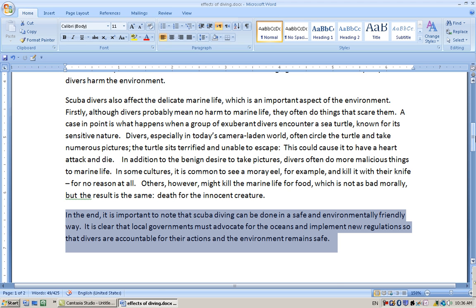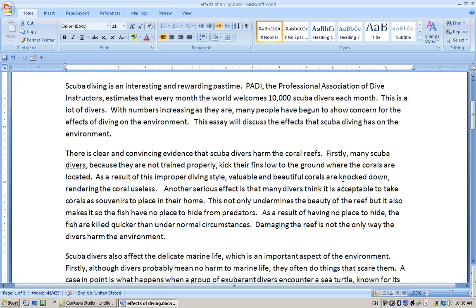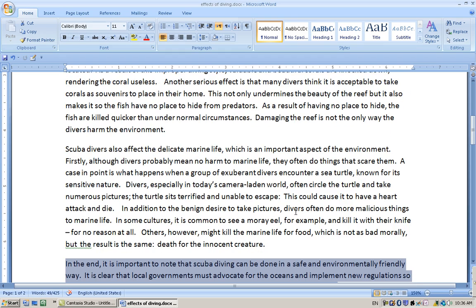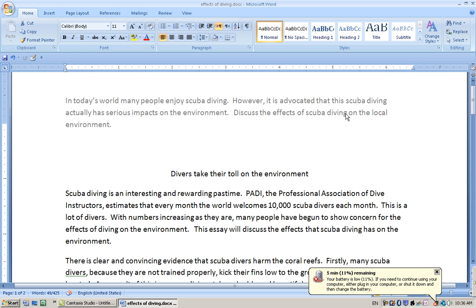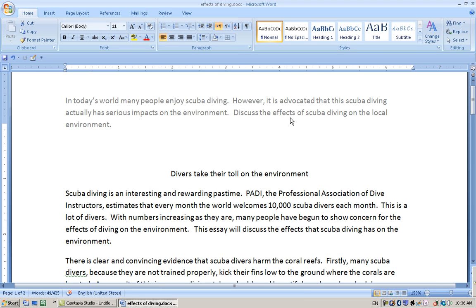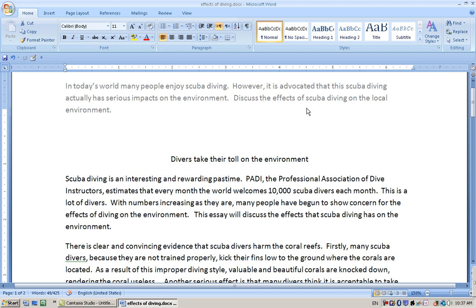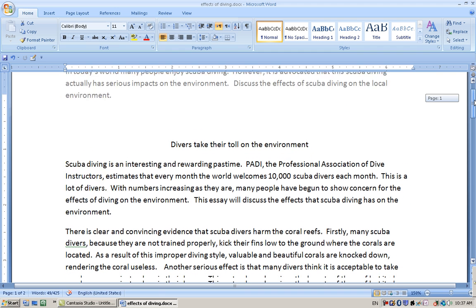So remember, body paragraph 1, effects. Body paragraph number 2, effects. Okay? So that's very important. And remember, this could say, discuss the reasons that scuba diving is hurting the environment. That would be different than the effects, okay? Or this could say, discuss the causes and the effects of scuba diving on the local environment. But the prompt doesn't say that. The prompt says effects, okay?